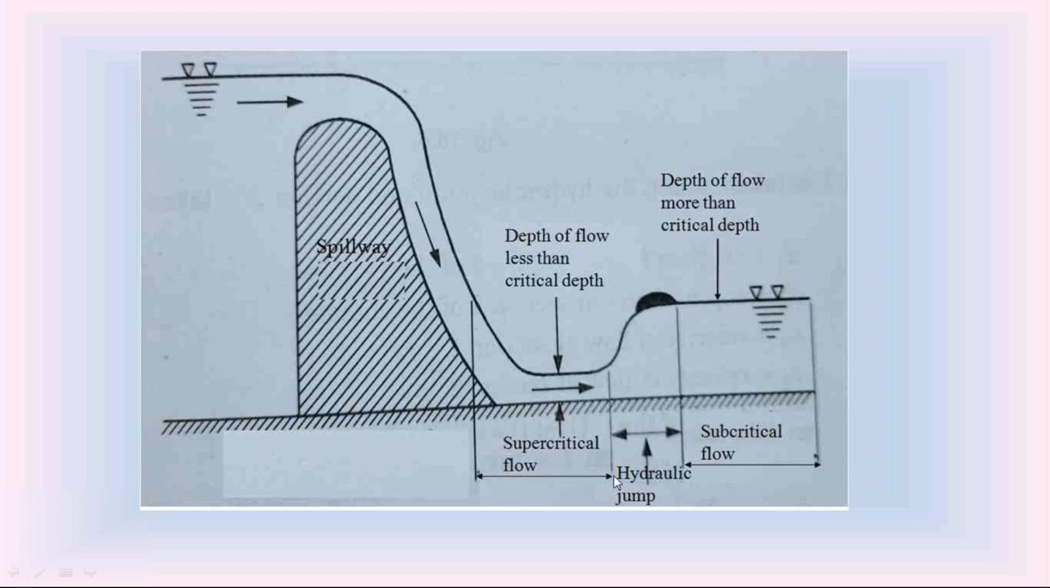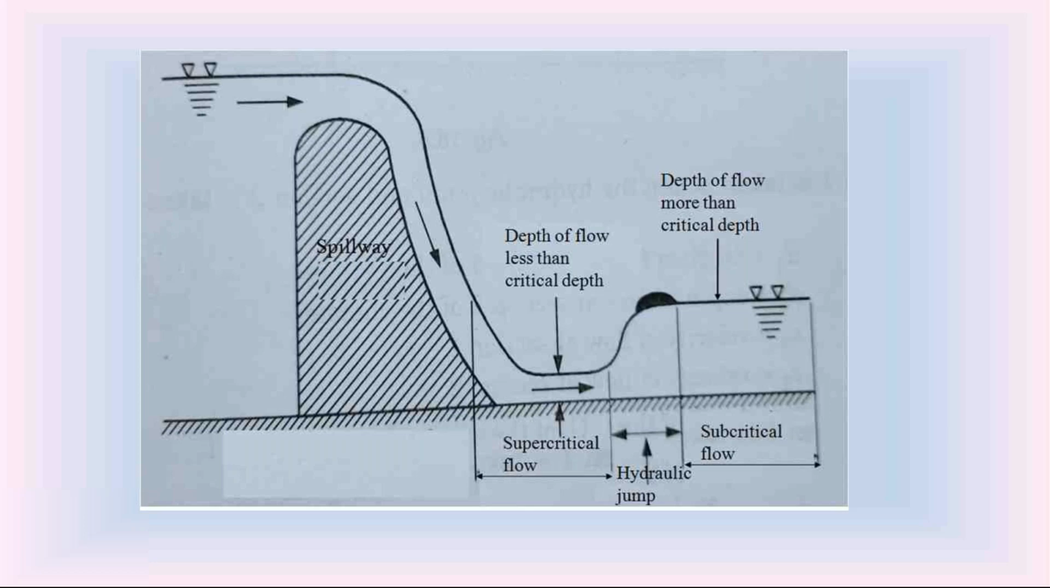I explained all these concepts in Unit 1 in the specific energy concept. We discussed subcritical flow and supercritical flow in Unit 1, specific energy. If the depth of water flow in the open channel is less than the critical depth, the flow is called supercritical flow. In a supercritical flow, the water flow has more velocity. Then if the depth of water flow is more than the critical depth, that flow is called subcritical flow. In the subcritical flow, the water flow has less velocity.